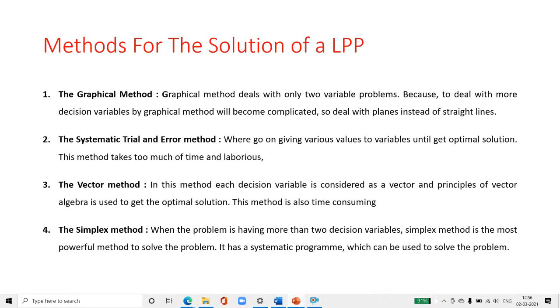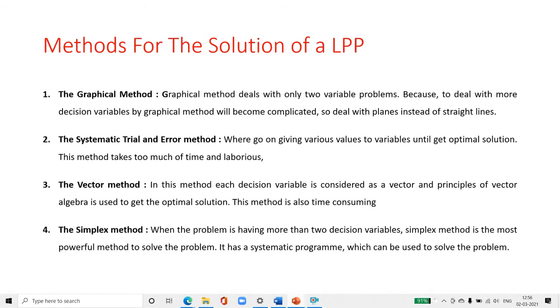Solving this type of LPP problem, we have four methods present. The first is the graphical method, then the systematic trial and error method, the vector method, and the simplex method. Linear programming is a method of solving the type of problem in which two or more candidates or activities are competing to utilize the available limited resources, with an objective function for the problem.